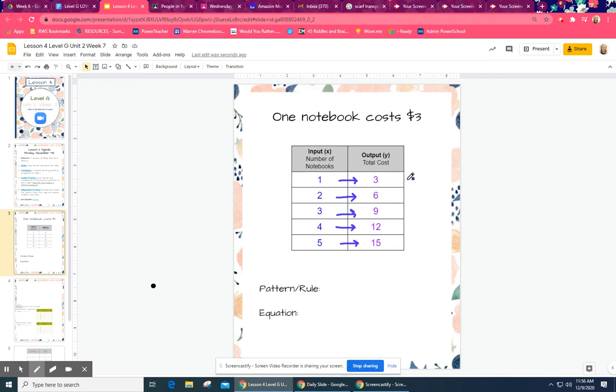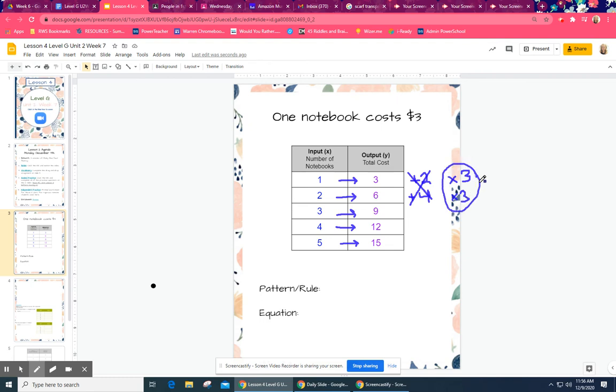To get from 1 to 3, you're either adding by 2 or you're multiplying by 3. Patterns and rules have to be consistent throughout the entire t-table. So let's check the next one. To get from 2 to 6, you're adding by 4. I'm going to pause. Notice these are adding by different numbers, which means that's not consistent. Adding is no longer an option. What I could also do to get from 2 to 6, though, is multiply by 3.